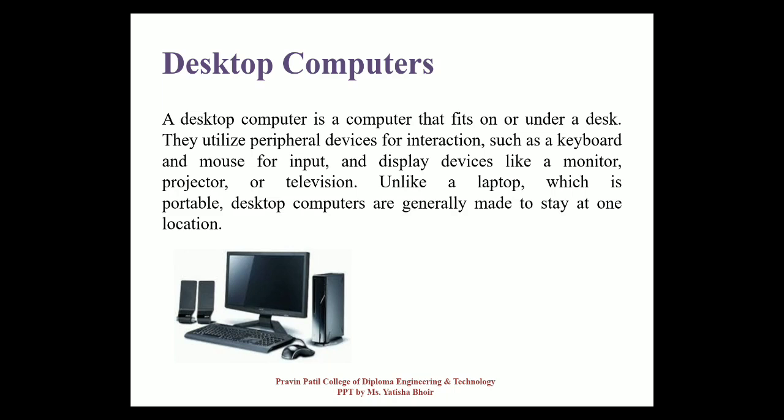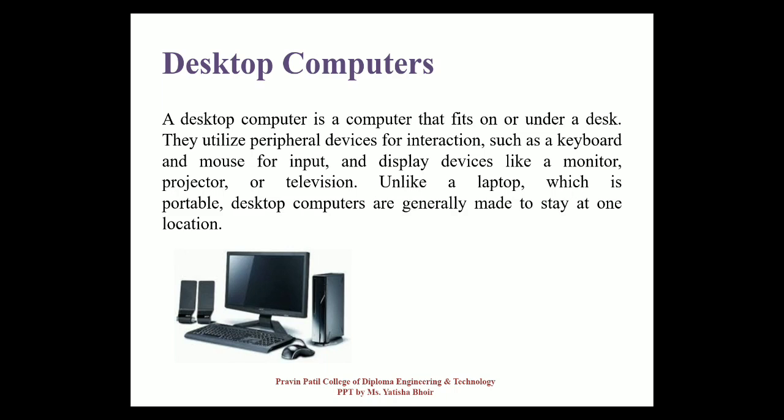A desktop computer is a computer that fits on or under a desk. As we know, a desktop computer you can fit on a desk. They utilize peripheral devices for interaction. Means for interaction with the computer, we use peripheral devices. So what are the different types of peripheral devices? Peripheral devices include input devices and output devices, right? So the input devices are keyboard and mouse, and the output devices are monitor, printer, projector, television. These are all output devices.